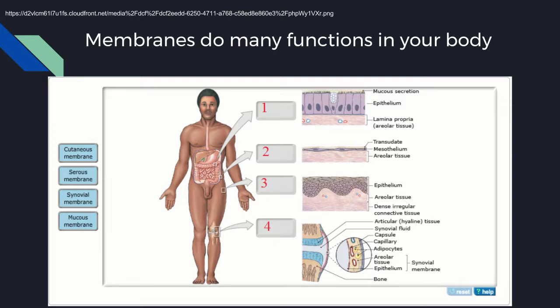Number 3 is a dry membrane. It's the only one of the 4 that turn out to be dry, and that's what we call a cutaneous membrane. So that'd be your skin. That's it. Number 4 is what we call a synovial membrane, and that's anything at a joint, so it allows for 2 bones to glide past each other. The fact that you can move relatively easily is because of synovial membranes found at synovial joints.